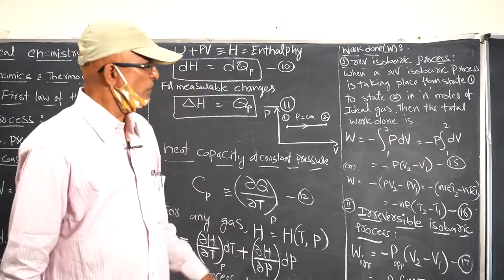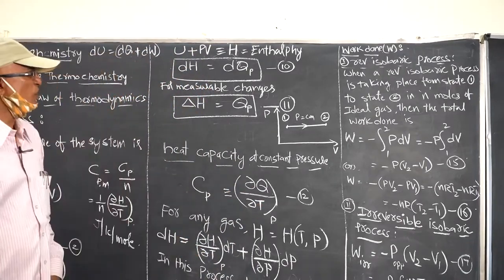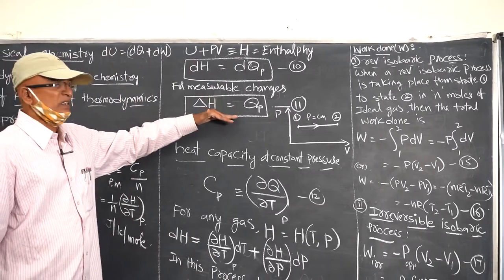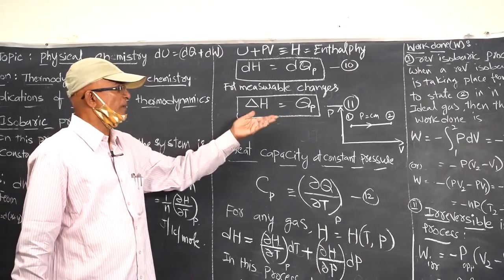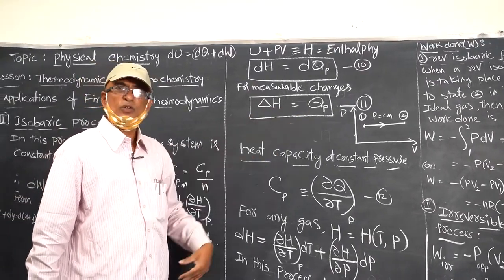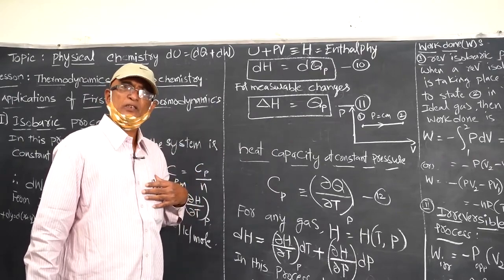Okay, what are the questions which you can expect? He can ask you questions on the applications. In the entrance exam, he can ask you on the application of first law for isobaric process. What is the application? Delta H is equal to QP. There delta U is equal to QV.